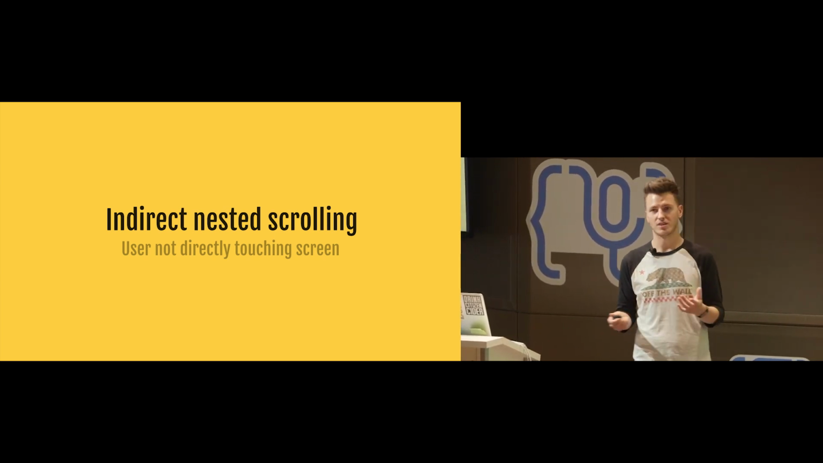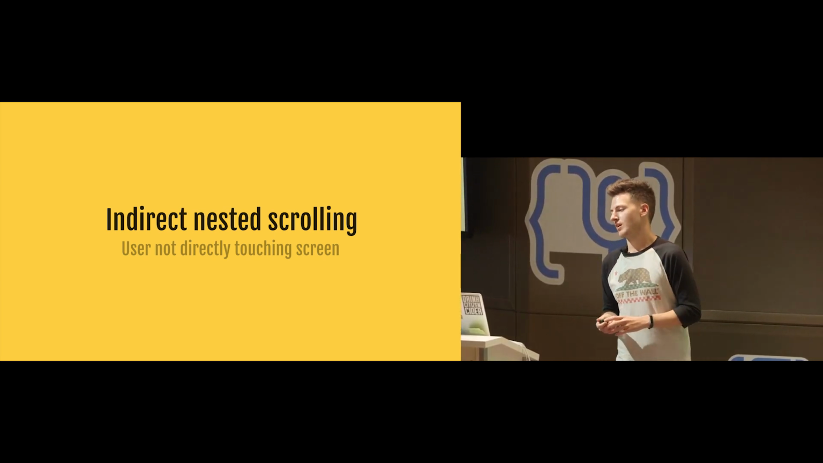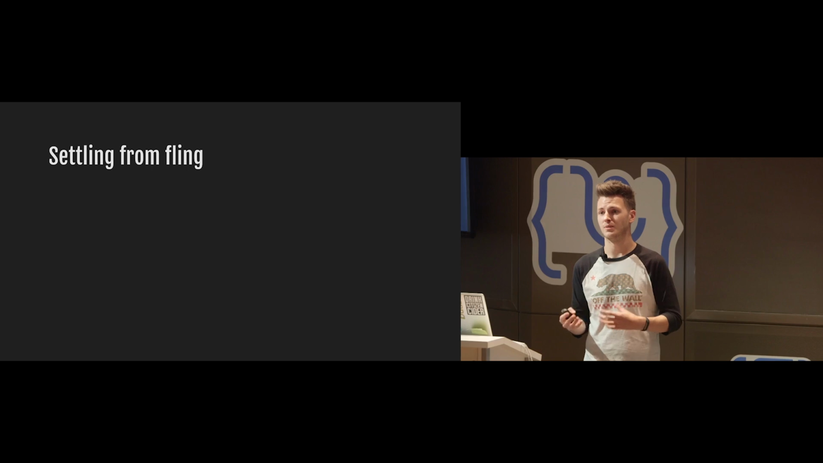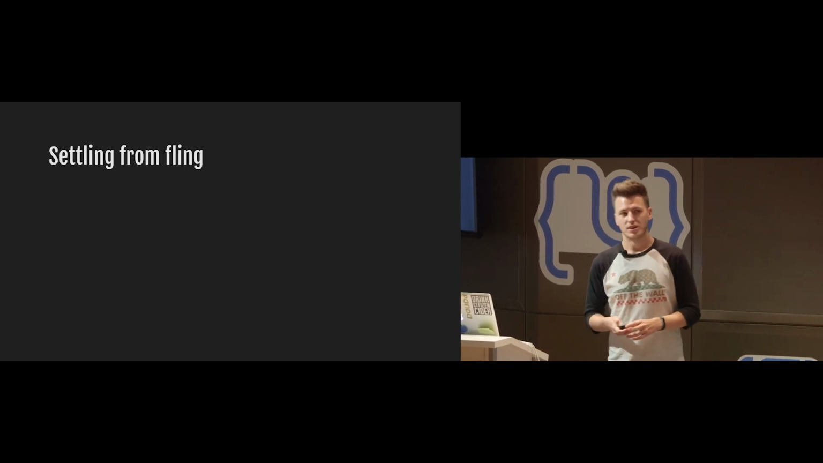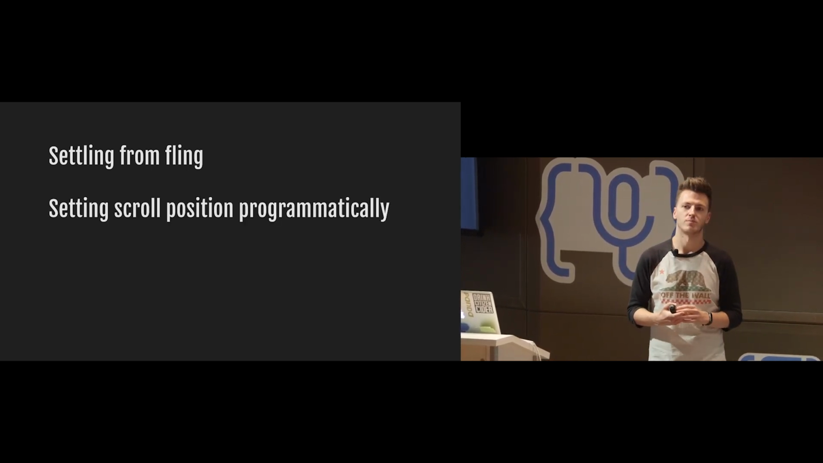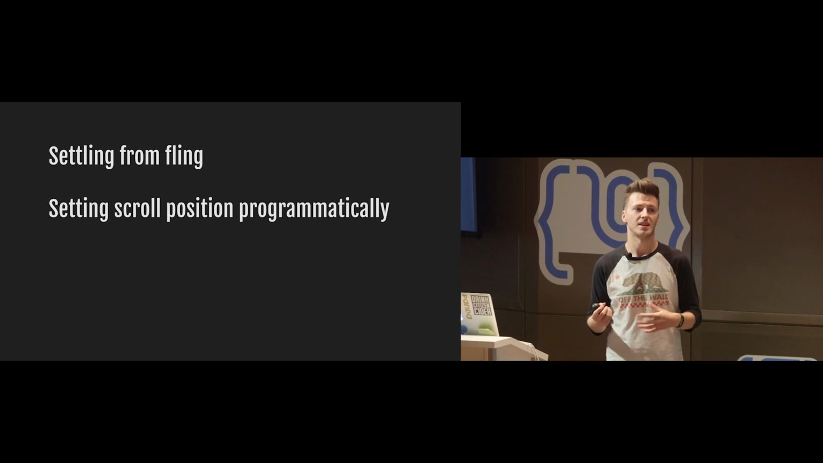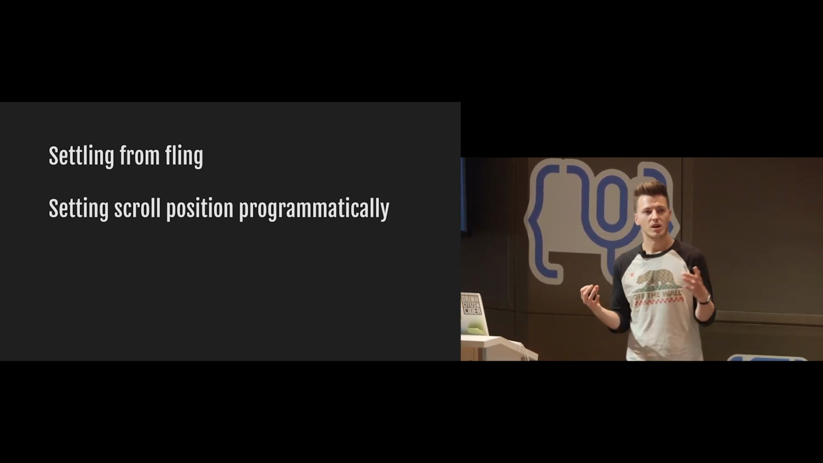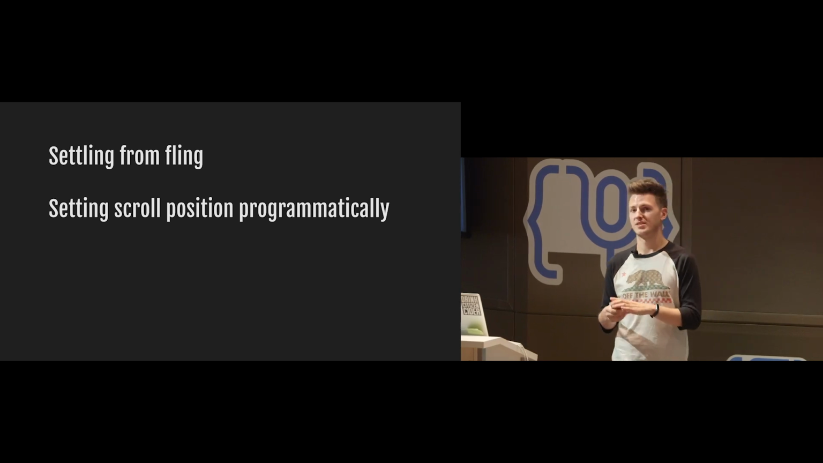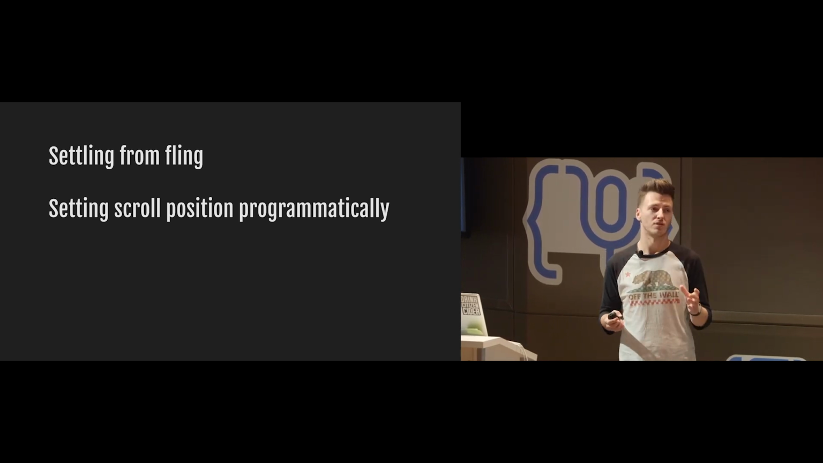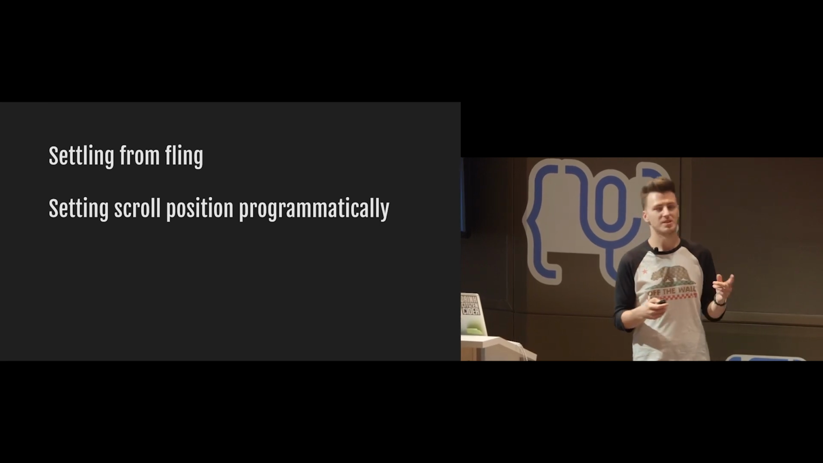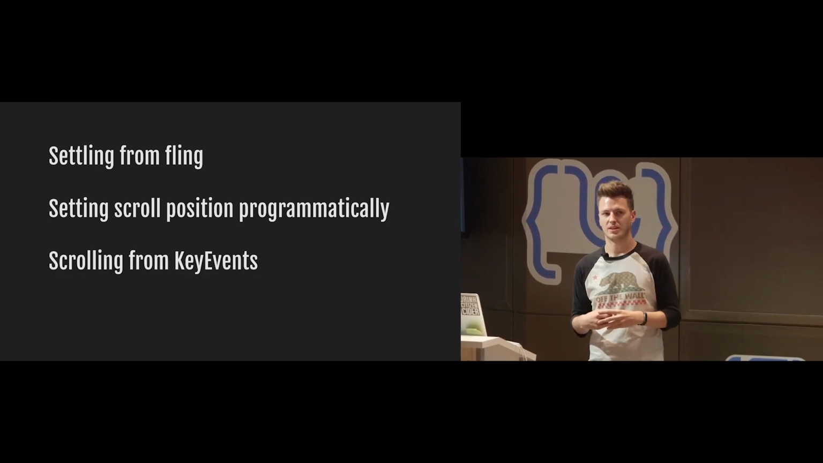Now, there's a number of scenarios where this is important. The first one we're trying to fix is the whole issue of settling from a fling. We need to know when the fling is happening and how we can actually consume it ourselves. There's also being able to set the scroll position programmatically. So if you call setSelection on a ListView, or I can't remember what the RecyclerView one is, but whatever it is, if you programmatically set it, nested scrolling doesn't know about it. It's never told.